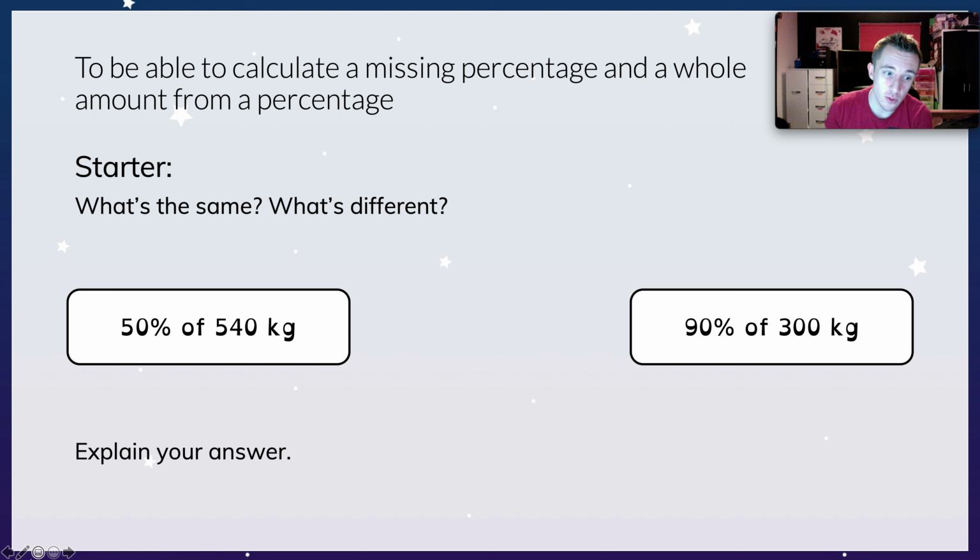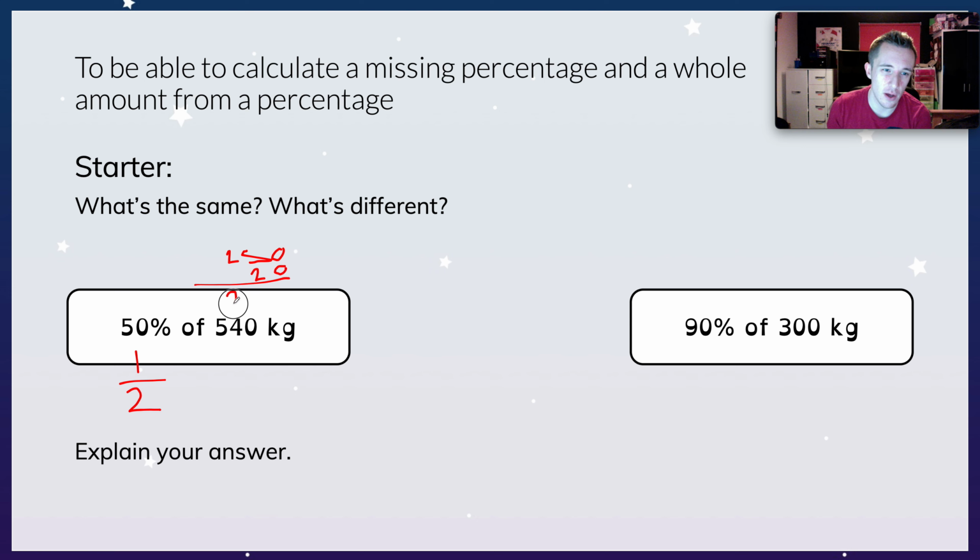Okay, so the only way we're going to know what's the same and what's different is if we actually work it out. So I'm going to get my pen again. Okay, 50% of 540. Well, I know 50% is the same as a half. So I'm going to do half of 540. Well, half of 500 is 250. Anyway, 250, half of 40 is 20.